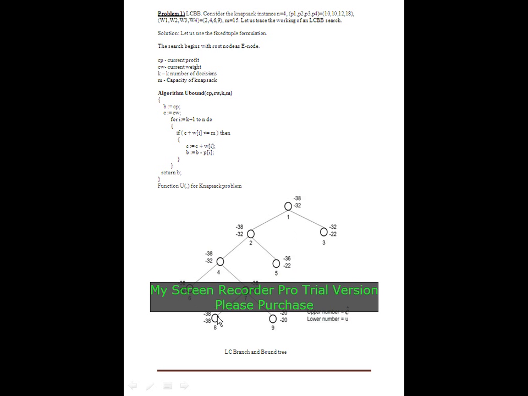So when I am including x4, then I get minus 38, minus 38. When I am not including x4, x3 is also not included, so there are only 2 items. Then 10 plus 10 and also 10 plus 10. So when x4 is not included, no need to consider the fractions for 4. Simply calculate both. You can continue until all the choices available for insertion of the node are covered. So this is how we can construct the state space tree.